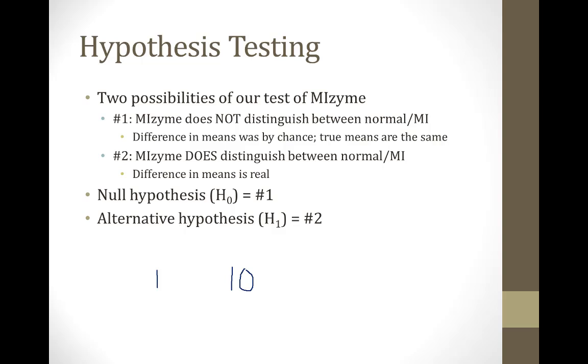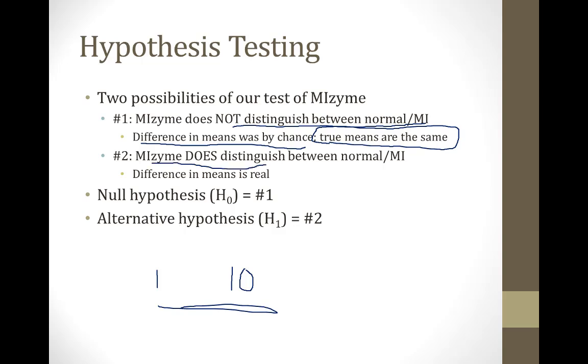Possibility number one is that MI-Zyme does not distinguish between normal and MI patients. If this is true, the difference we saw between groups of 1 and 10 was by chance. The true means are actually the same, and we just got a fluke measurement that showed these two numbers to be different. Possibility number two is that MI-Zyme does distinguish between normal and MI patients and that the difference that we saw is real. We call possibility number one the null hypothesis, and we represent that by H sub 0. We call possibility number two the alternative hypothesis, and we represent that by H sub 1.